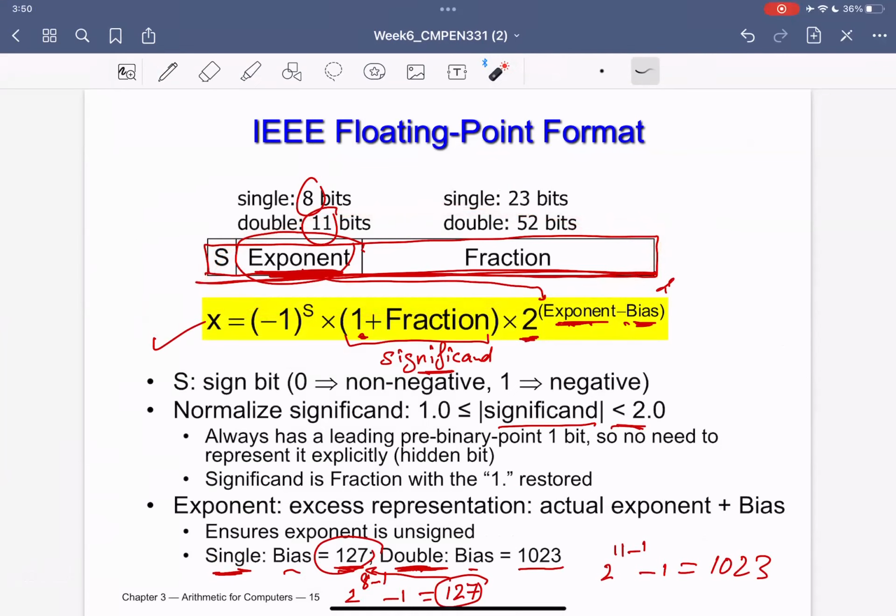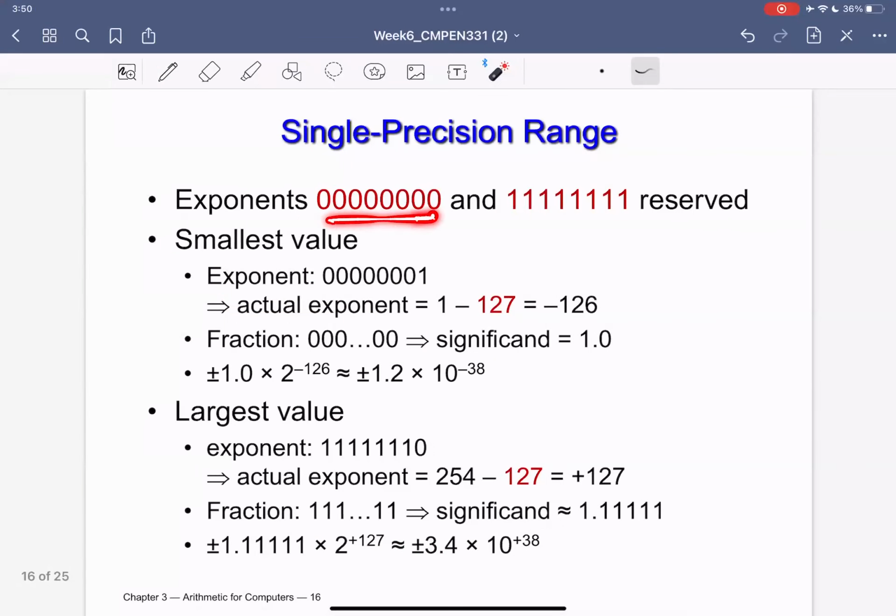Okay, so what is the smallest value? If these are all zeros and I can't use that, let's take just the one value that is larger than that. What would that be? It's all zeros except the last bit, which will be 1, correct? So all zeros except that one will be 1. So this will be my exponent.